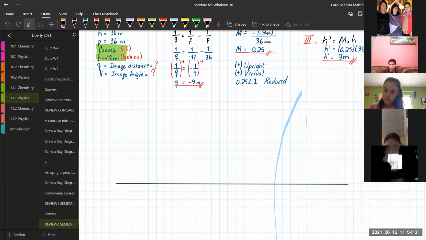We have additional information about the object's height, which is 36 meters, the image height that is 9 meters. We know P that is 36 meters. We know Q that is 9 meters. Actually, it's negative 9 meters. And we know the focal length that is 12 meters. And remember, the focal length is 12 meters.